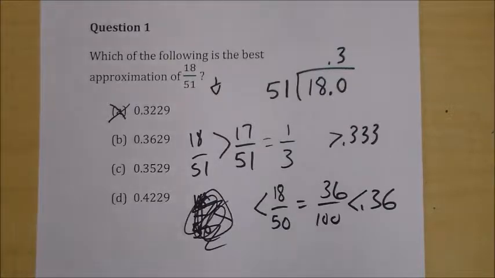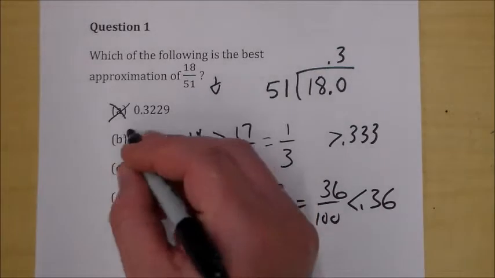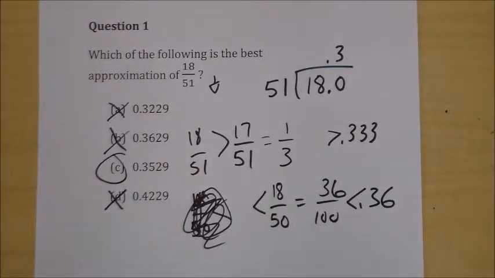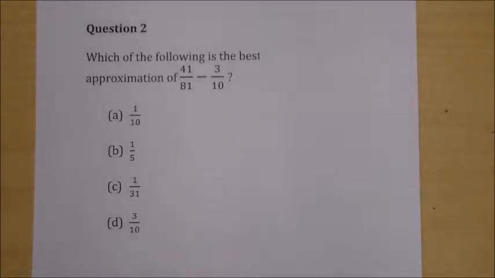0.36. It has to be less than 0.36. So anything over 0.36 has got to go. And we have our answer. We're good to go. Okay, if you like question 1, question 2 is similar.